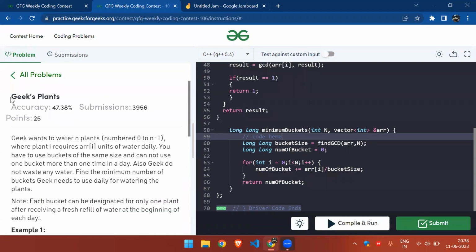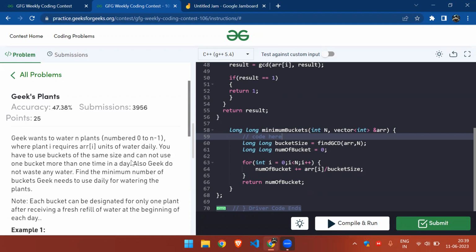Hello everyone. So today I solved today's contest problem, which was Geek's plant. In this problem, we were given that a geek wants to plant his plants, which were a number n, and every plant requires ARR of I units of water daily.